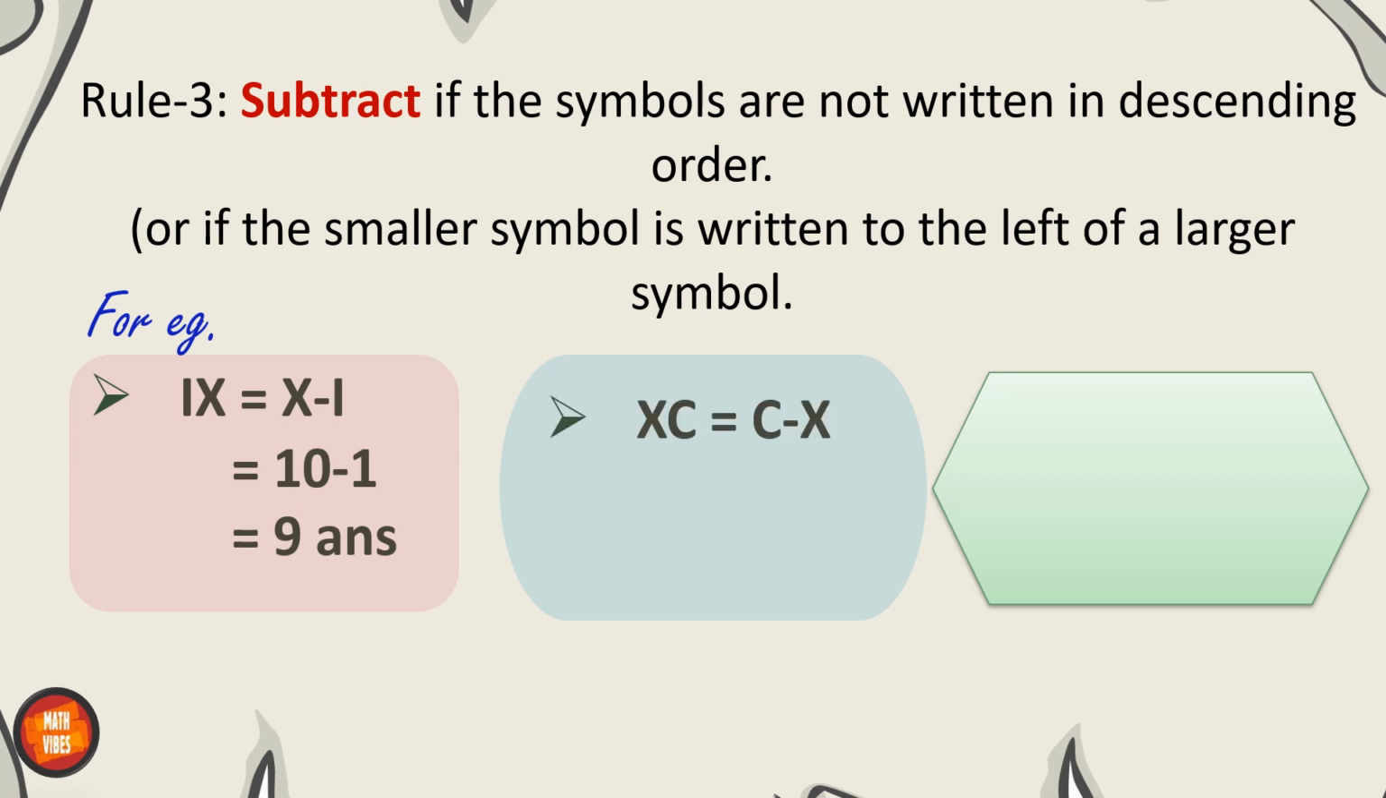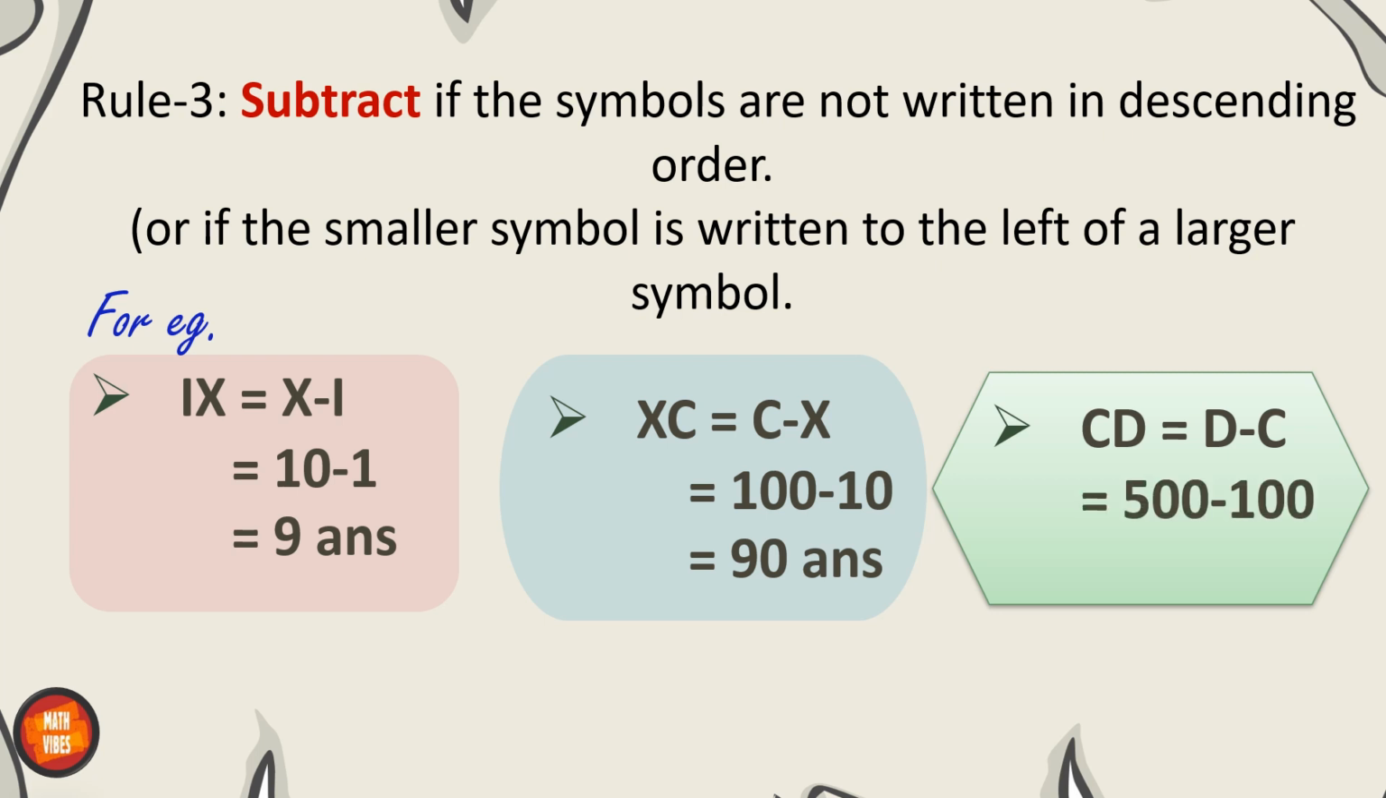See, suppose it is XC. Now X is 10 and C is 100. The smaller symbol is first and the bigger symbol is after. It is not from big to small. So we will subtract. And what do we subtract? Write the bigger symbol first, the smaller symbol after. So it is 100 minus 10, which is equal to 90. Now see the next one. One more example. CD. Now C is 100, D is 500. Not from big to small, the order is not followed, so we will subtract. So D minus C, D is 500 and C is 100, so the answer is 400.